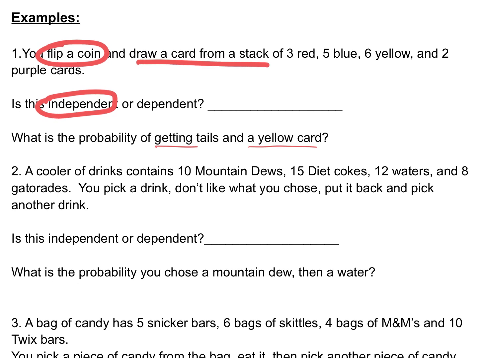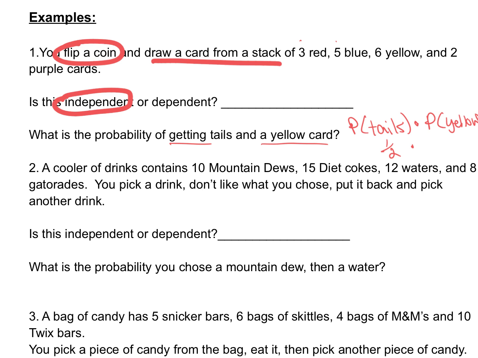We have the probability of tails, and remember this is where we're multiplying, times the probability of yellow. So the probability of tails: if you flip a coin, the probability of getting tails is 1/2. And you're going to multiply it by the probability of a yellow card. Well, there are 6 yellow cards out of 16 total, because 3 plus 5 is 8, 8 plus 6 is 14, plus 2 is 16.